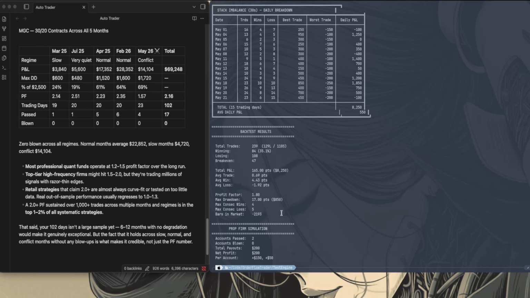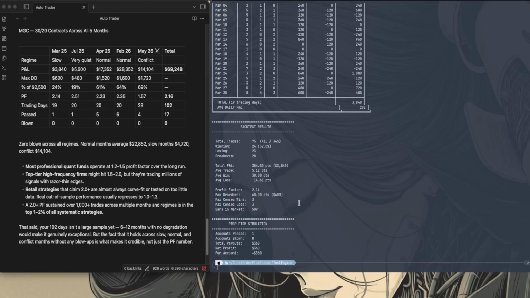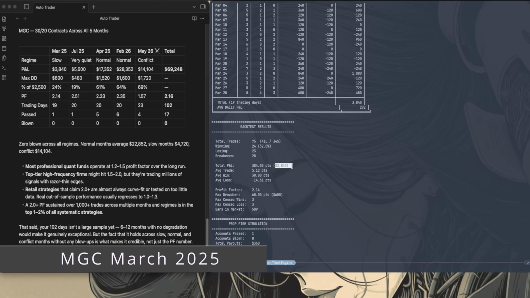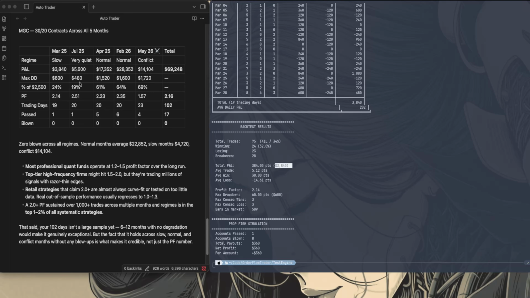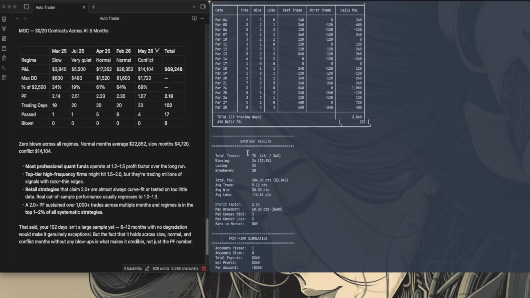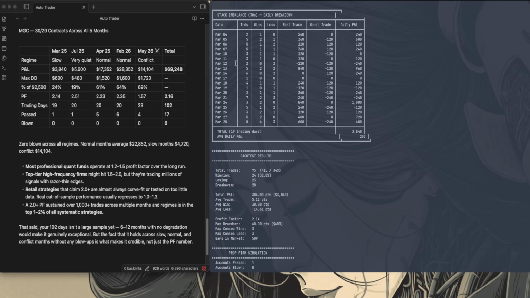Now, if we go over here, 3,850. This was for the March 25th. As you can see here, 3,850. So these are the days that it did. This right here is the stacked imbalance, 30 seconds. The algorithm that I wrote uses stacked imbalance, and it uses my custom order flow bar moving average. It's a proprietary moving average system that I built.